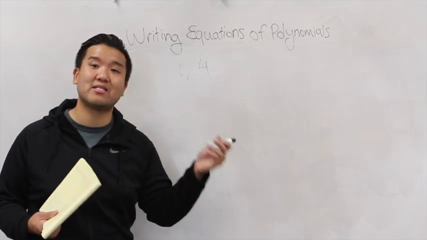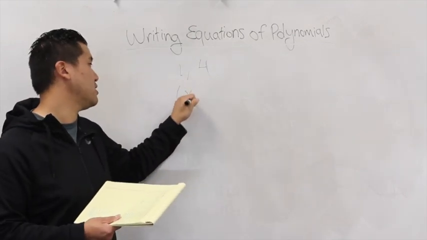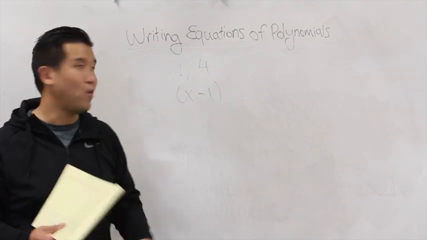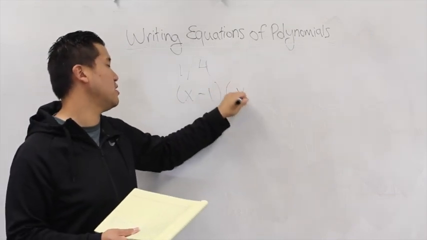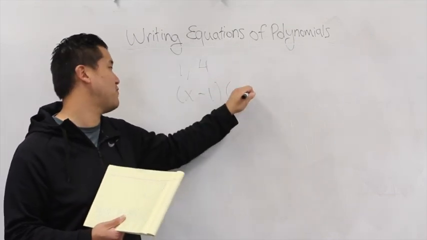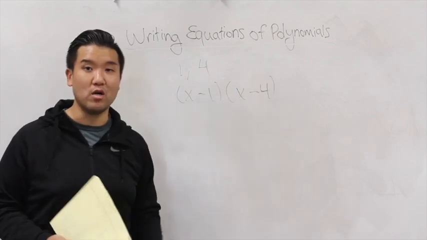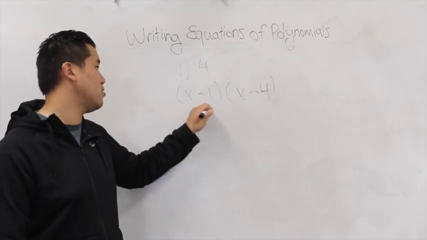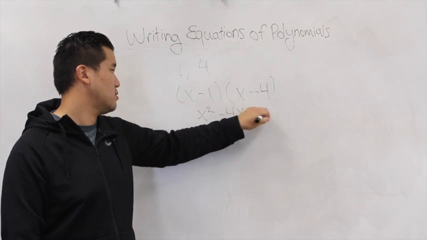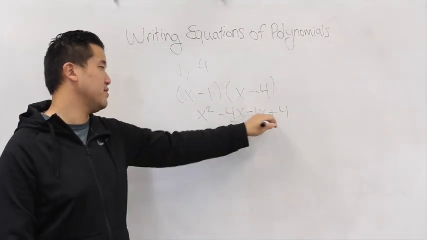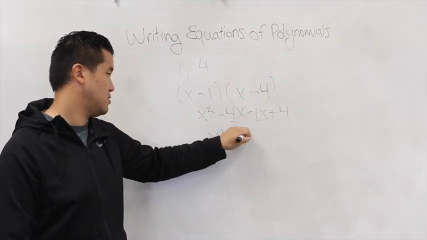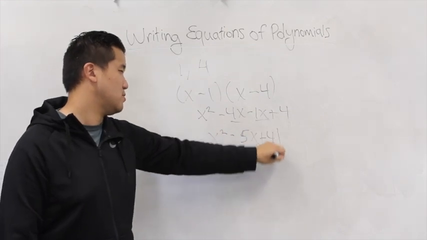All right, let's take a look. If 1 is my x-intercept, what is my factor? Good, x minus 1. If 4 is my x-intercept, what is my factor? X minus 4. It's quadratic. We FOIL this guy out. Combine these guys. And we get this guy.